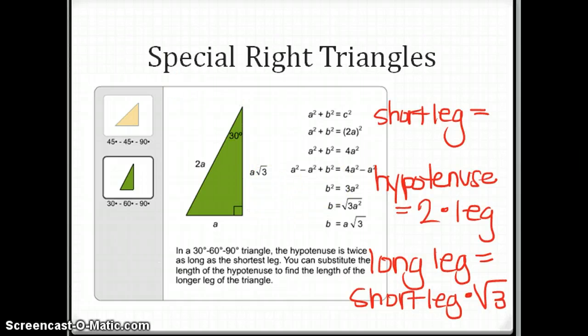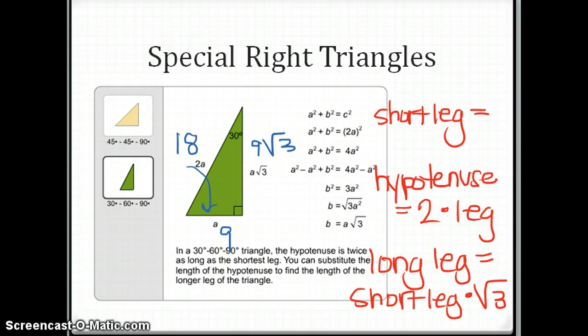I want you to think about this. If I was given the hypotenuse, and I'm given the hypotenuse of 18, I can work backwards. My short leg is going to be half of that, right? If my hypotenuse is supposed to be 2 times it, then it's going to be half. Oops, that's not my short leg, sorry. That's my long leg. My short leg's down here. So then that would be 9. Then this would be my short leg times radical 3.